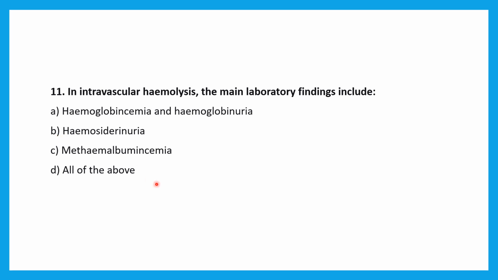And then when we talk of hemosiderinuria, this is iron. Hemosiderin, remember, is iron from hemoglobin, which is taken up by the renal tubule cells, and after being taken up by the renal tubule cells, it is excreted in the urine as hemosiderin, that is days later. Okay, and then we talk of methemalbuminemia. This is the hemoglobin that is bound to albumin, forming methemalbumin. Okay, so we are saying that all of the above is the correct answer also.